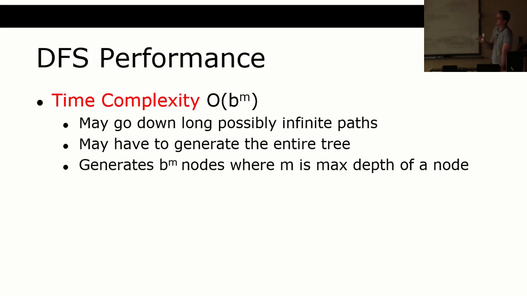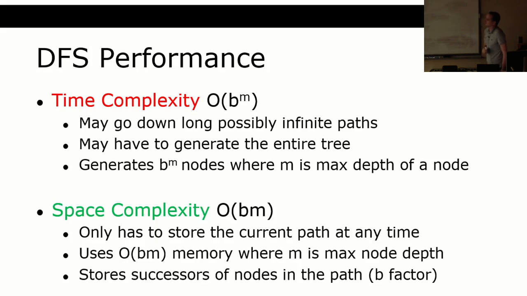However, DFS has one redeeming quality, and that is its space complexity is excellent, because we only ever have to store the current path. We don't have to store the whole tree, because I'm only drilling down through all the actions, and only if I come back up do I then select the next action. So the space complexity is excellent. It's linear. We've got out of the exponential realm. Where M is the maximum node depth, that is the linear factor on B. It only has to store successors of nodes in the current path, not in general. So that's why DFS is good.